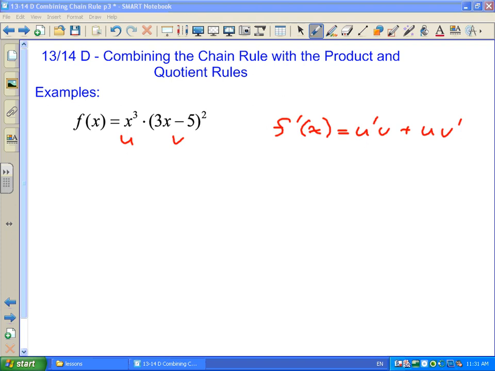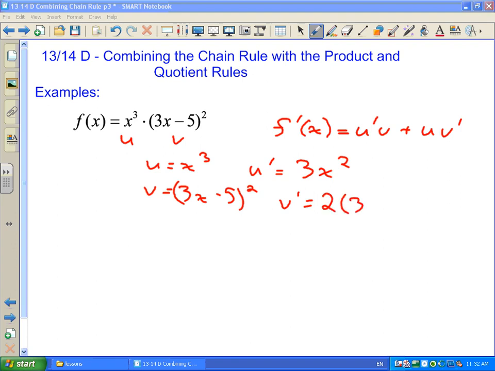So we've got u and we've got v here. Let's just say u is x cubed, v is (3x minus 5) all squared. u prime is pretty easy here. It's 3x squared. How do we do the derivative of v? What's the derivative v prime going to be here? 2 times (3x minus 5), the inner function, times the derivative of that function, which is 3.